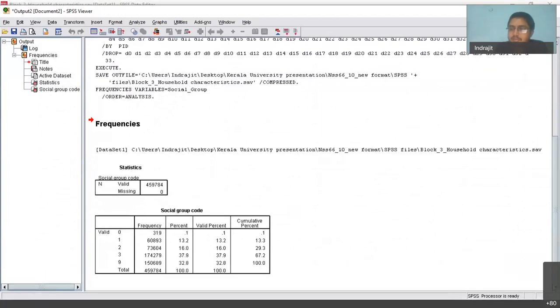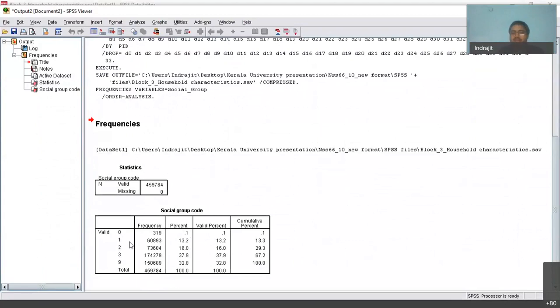Is it visible, this file, this frequency, the results? Yes, fantastic. You see that my 4,59,784 sample is divided like this, and only 1% belongs to this 0, 1, 2, 3.